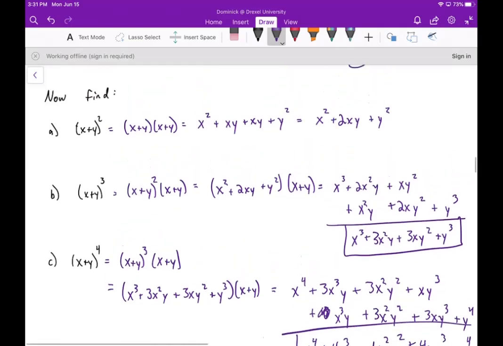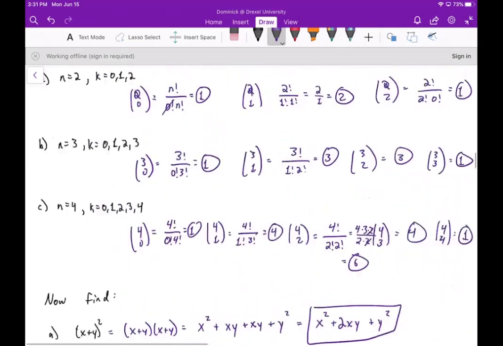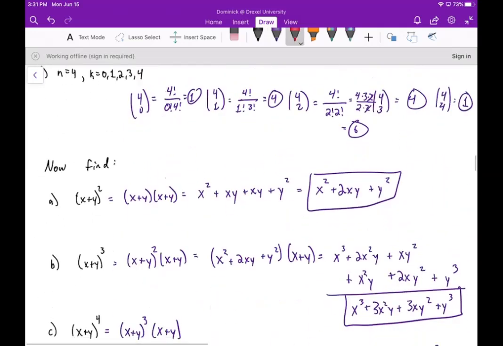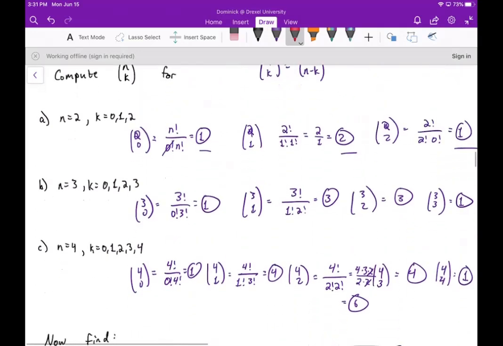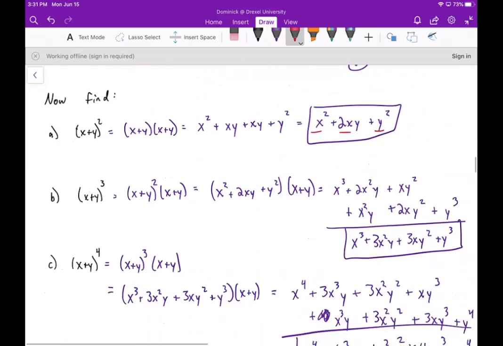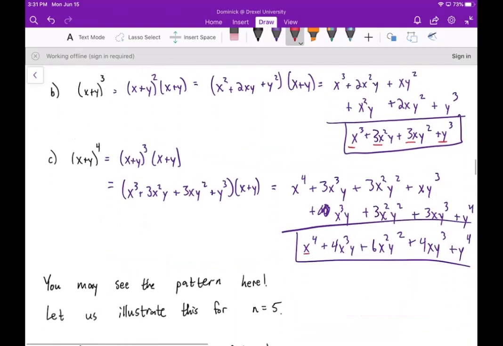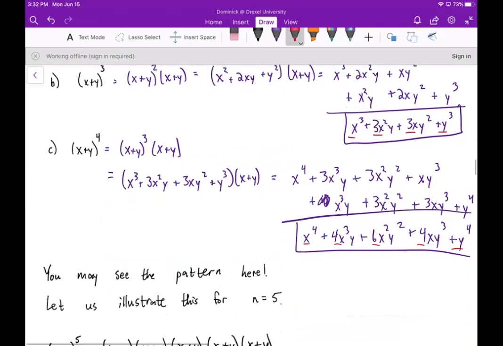Now let's look at the similarities between all this that we just computed. For the binomial coefficients, when n was 2, we got 1, 2, 1. And of course, those are the coefficients for the expansion of x plus y squared. When n was 3, we got 1, 3, 3, 1. And those are these coefficients. And then when we did n equal 4, we got 1, 4, 6, 4, 1. And of course, those are those coefficients.